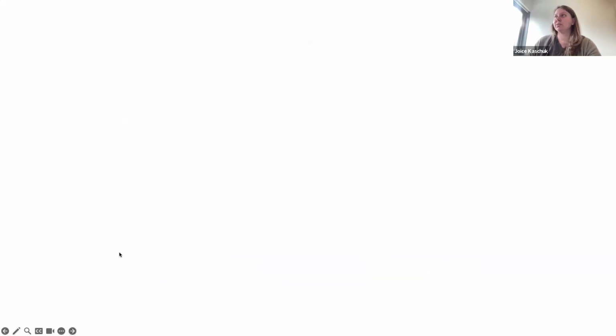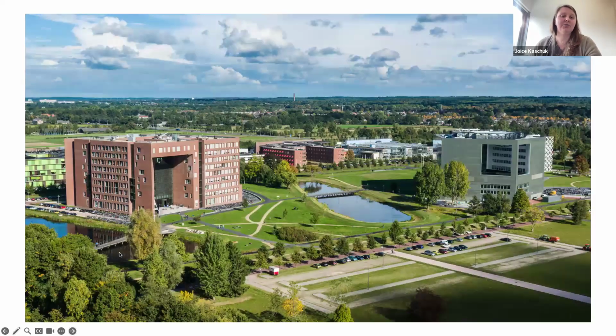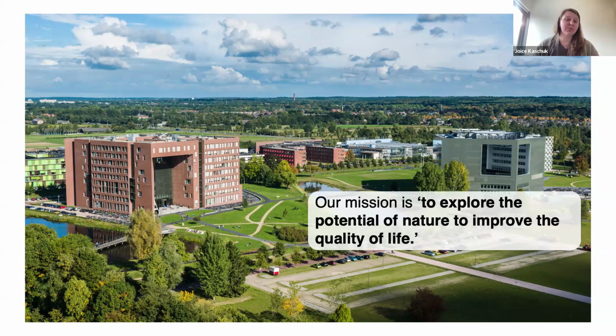And this is our campus. This is Wageningen University. It's quite unique in the sense that, for instance, this campus is less than 30 years old, so it's quite new, quite bright, and very well located. It's very well recognized in food technology and also agriculture science. What makes this university quite special is that we have a mission as a whole university: how to explore nature to improve quality of life. And how do we do that?